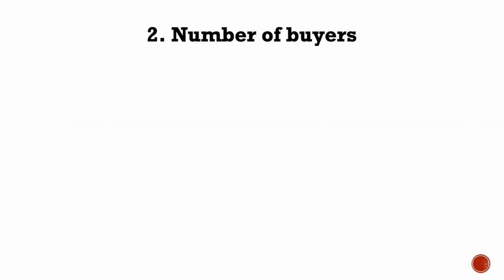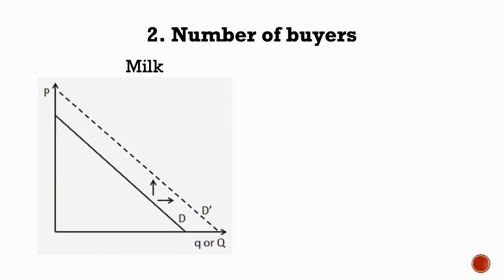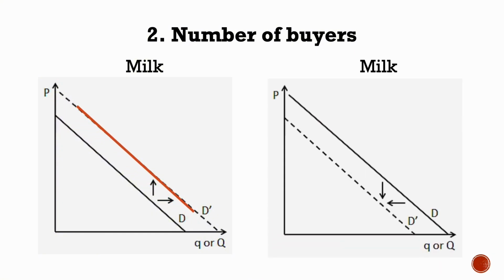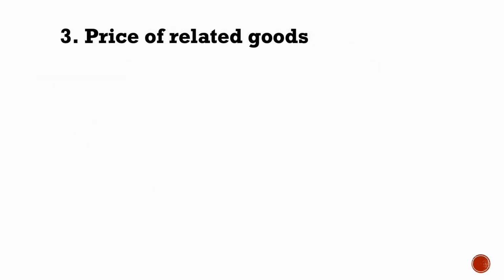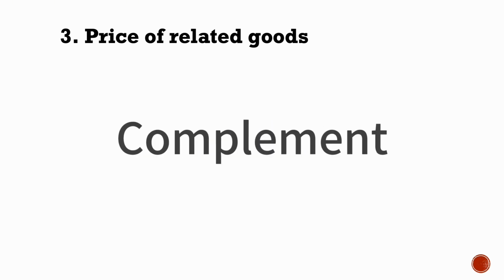Another one is number of buyers. For example, suddenly new customers come into town. That's going to increase the demand for milk. Otherwise, if people move out from this town, the demand will decrease. Shift to the left.